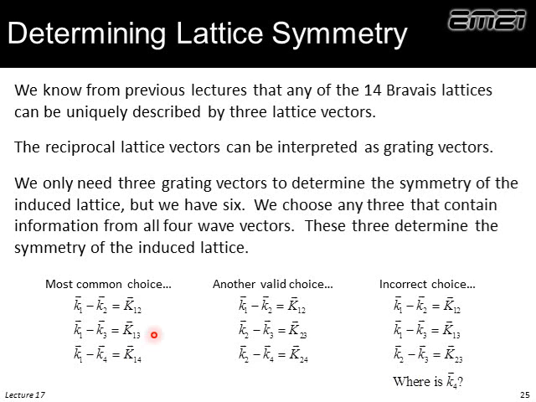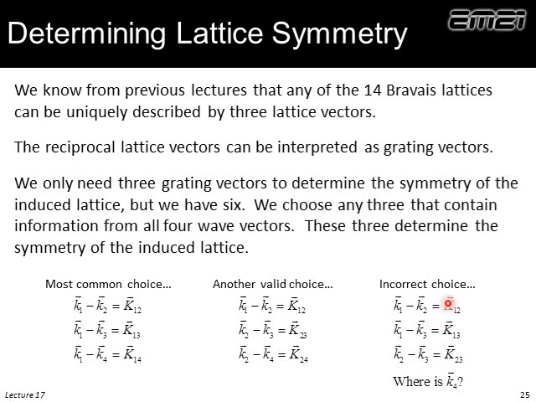So for example, a very common choice is big K12, big K13, and big K14. And we can look at the wave vector combinations that produce these 3 grating vectors. And we see all 4 wave vectors here. Another perfectly valid choice is big K12, big K23, and big K24. All 4 wave vectors are here, another valid choice. And these would still be the reciprocal lattice vectors of the lattice that we would be making.